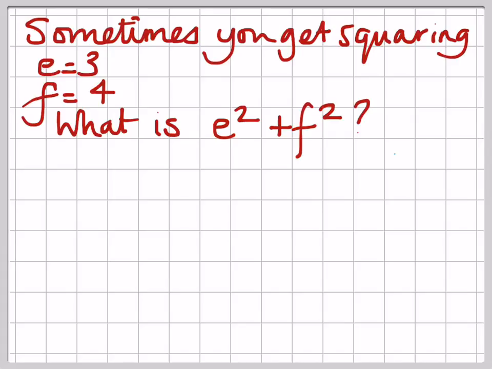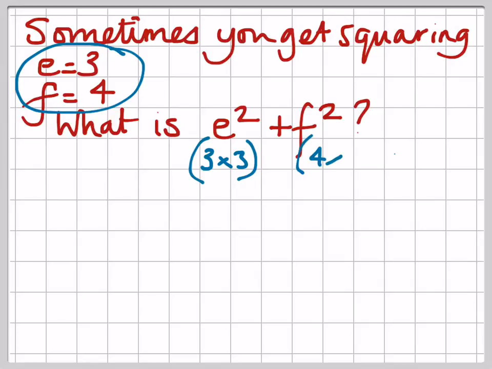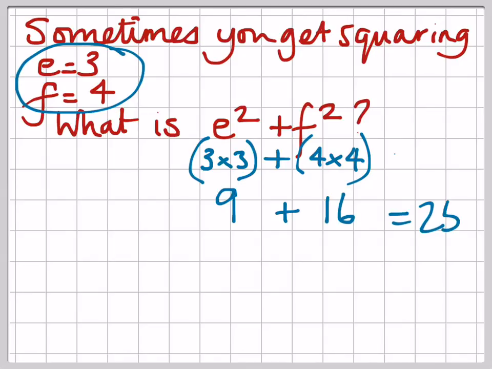Now sometimes you get squaring in equations where you get the little 2 up above as a little index number. So for this, let's see, E is 3 and F is 4. You're told those facts at the beginning and you have to substitute them in. So E squared would be E times E, remember? So that means 3 times 3. Let's put it in brackets. F squared would be 4 times 4. And then we add them together. Remember, the brackets mean you've got to do the squaring before you add them together. So this is 9, this is 16. Add them together and you will get 25.